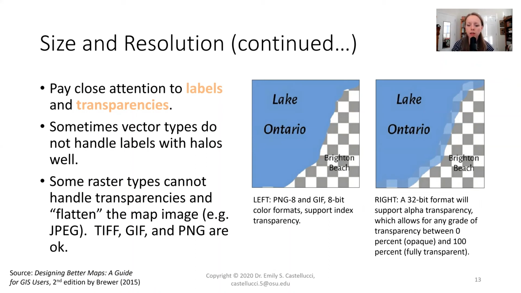So in this figure on the left, we have a PNG 8 and GIF 8-bit color formats. They support index transparency, so no concerns about index there. On the right, a 32-bit format will support alpha transparency, which allows for any rate of transparency between 0, opaque, and 100%, which is fully transparent. So I know that's a little bit technical, but the moral of the story is test and carefully examine your results before you decide that you're done.